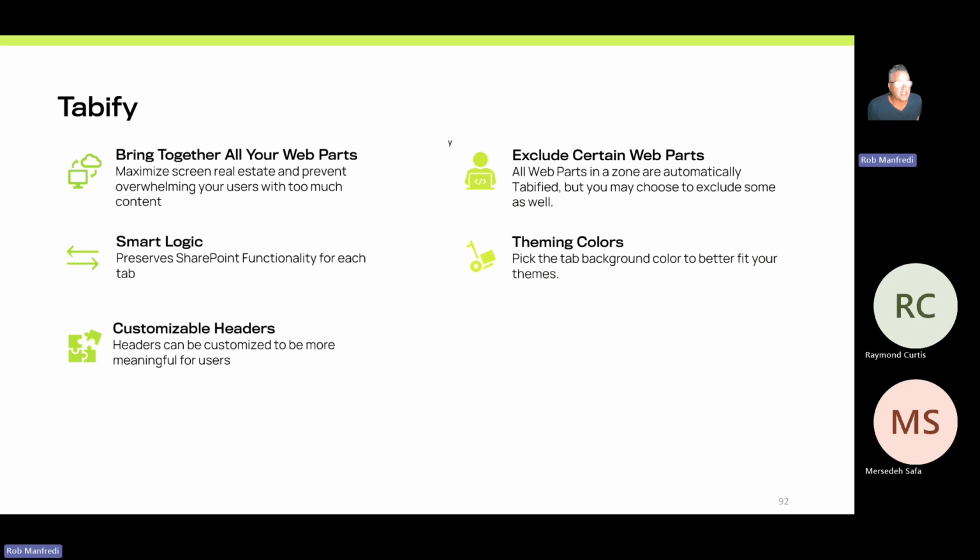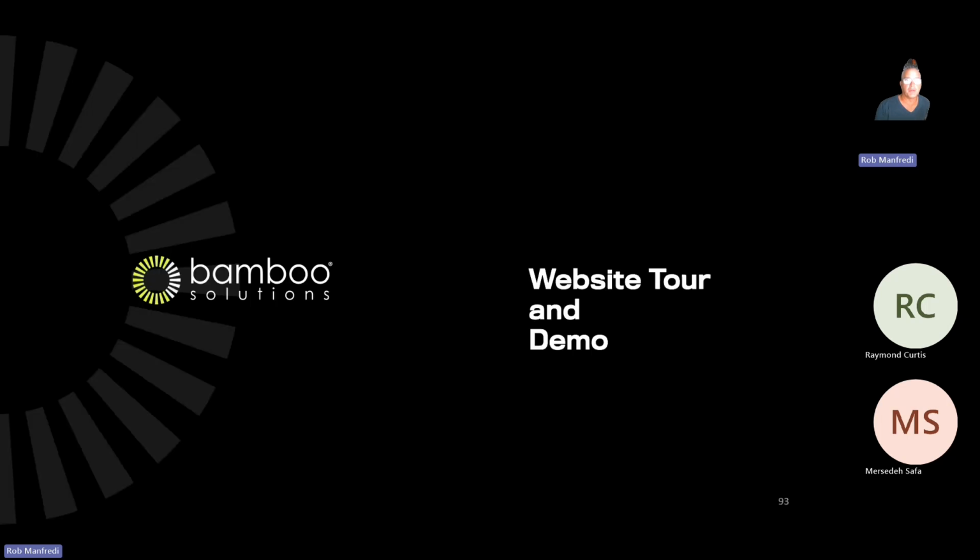You can customize the headers of the tabs to be whatever you want, so you can make it a more friendly name than whatever the web part is providing as a name. You can also go ahead and exclude certain web parts in a tab if you want to. You've got theming colors, and you've got a lot of other things that I'm going to show you in the demo that you can do and set up. Super simple to set up, but lots of features that help you provide a better experience for your users.